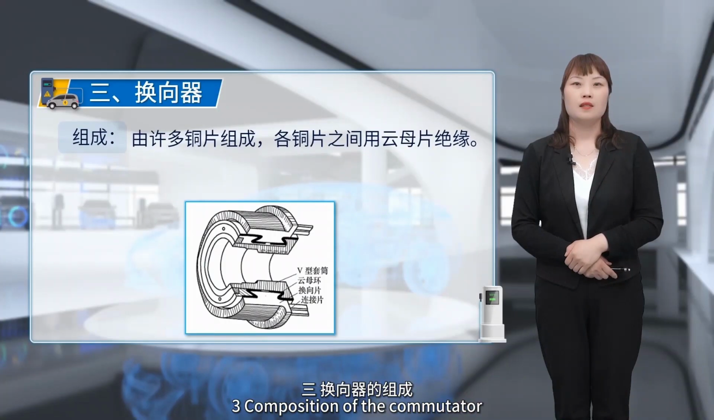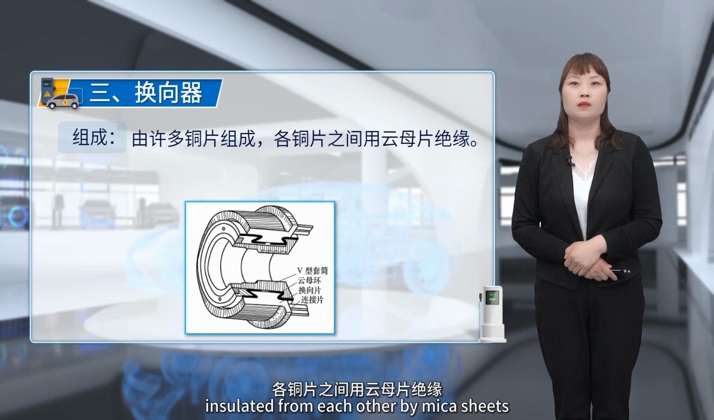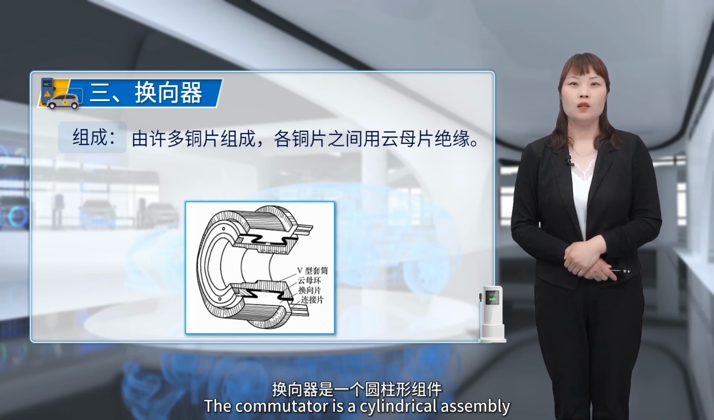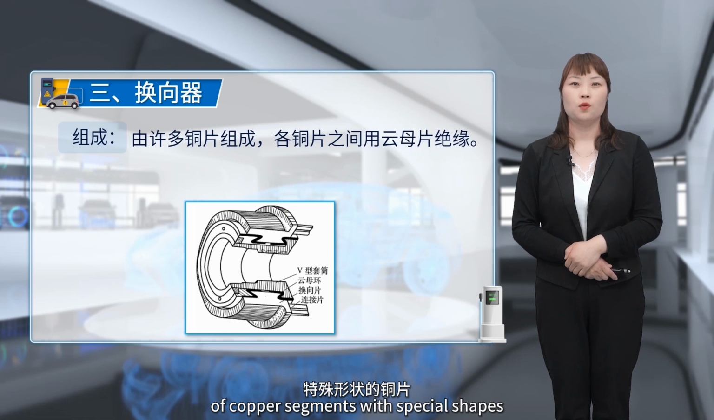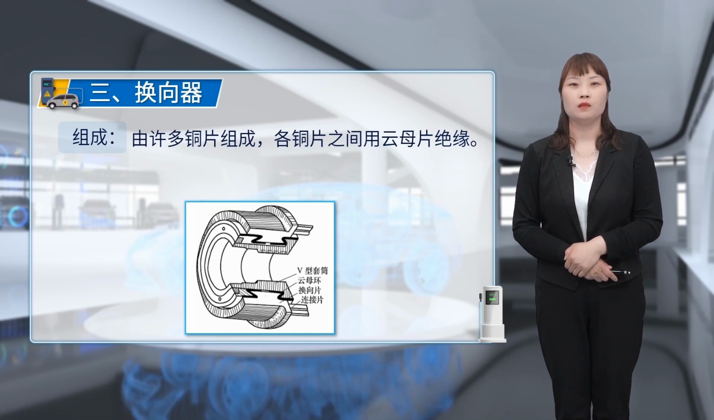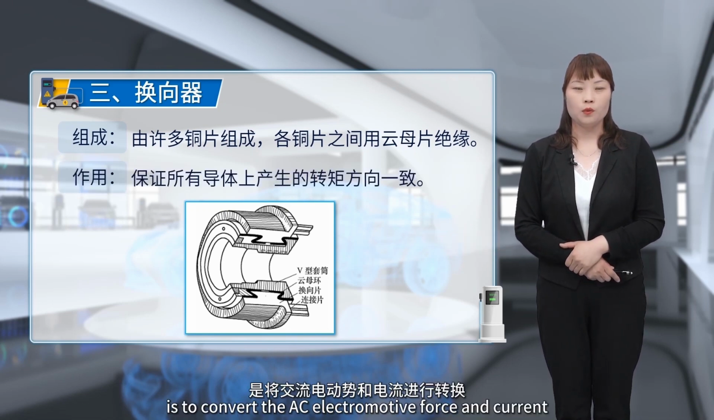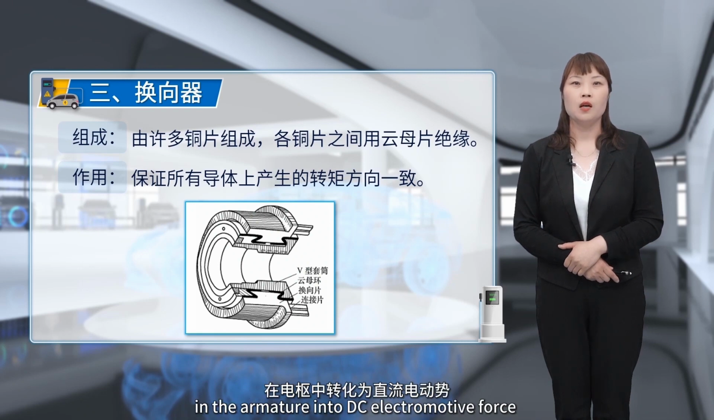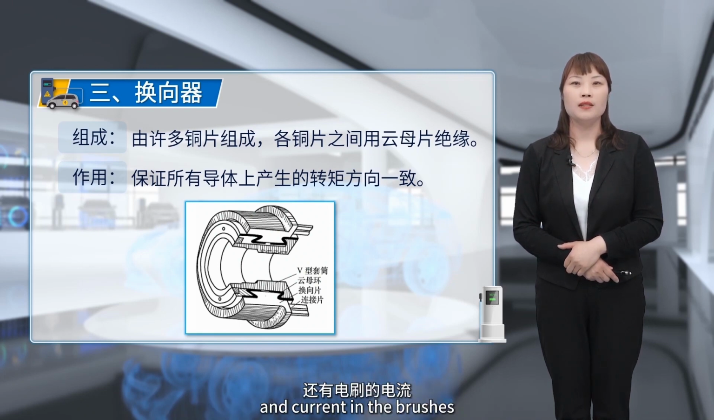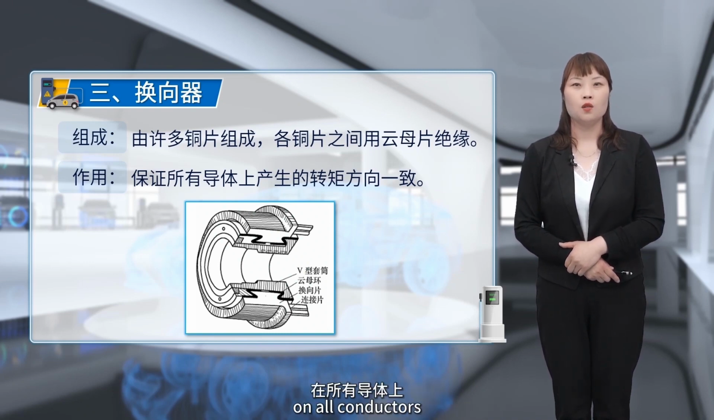3. Composition of the commutator. The commutator is composed of many copper segments insulated from each other by mica sheets. The commutator is a cylindrical assembly of copper segments with special shapes, and mica sheets providing insulation between them. The raised end is connected to the ends of the armature winding. The commutator's role is to convert the AC electromotive force and current in the armature into DC electromotive force and current in the brushes, while ensuring a consistent torque direction on all conductors.